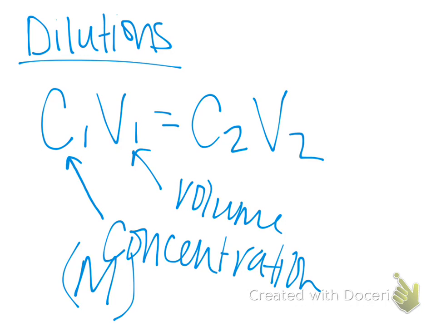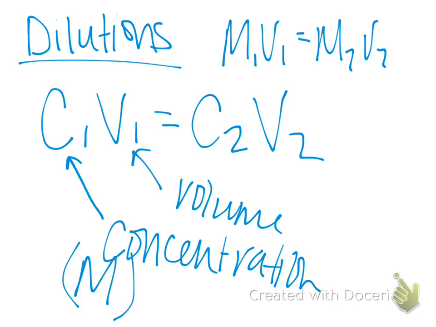So sometimes you'll even see it written as M1V1 equals M2V2. The only difference is that this one is molarity, and it stands for concentration. They're the same thing, but I'll always write it as C1V1 equals C2V2. So concentration changes. We're talking about how much of the concentrated solution it takes to make a dilute solution of whatever. So let's try one here.